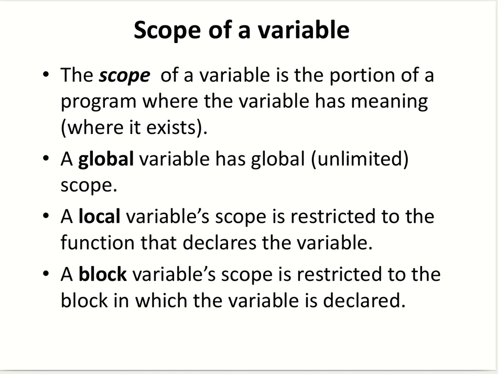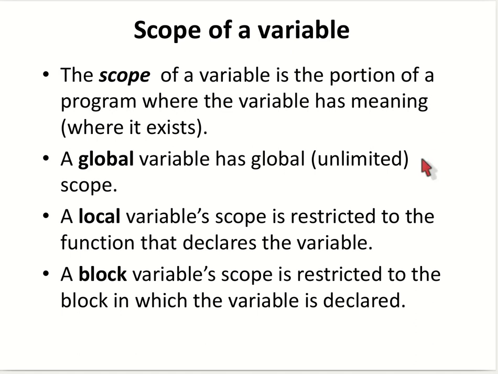In this section, we will be discussing the scope of a variable. The scope of a variable is a portion of a program where the variable has a meaning. Okay. So there are three different types of scope.